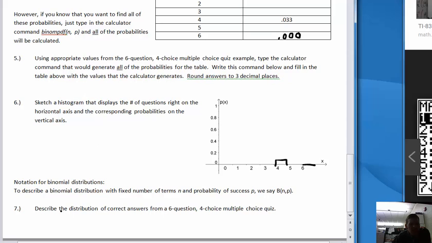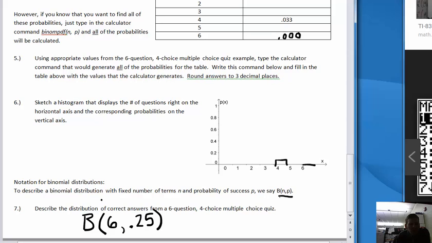All right, finally, the last step. Once you complete your histogram for 5 and 6, describe the distribution of correct answers from a 6-question, 4-choice, multiple-choice test. To describe a binomial distribution, we're going to use this quick notation that says capital B, which stands for binomial distribution. Instead of talking about SOCS, shape, outlier, center, and spread, all you have to say is B, it's binomial, N is the number of trials, which would be 6 questions, and P is the probability of success, which is 0.25.